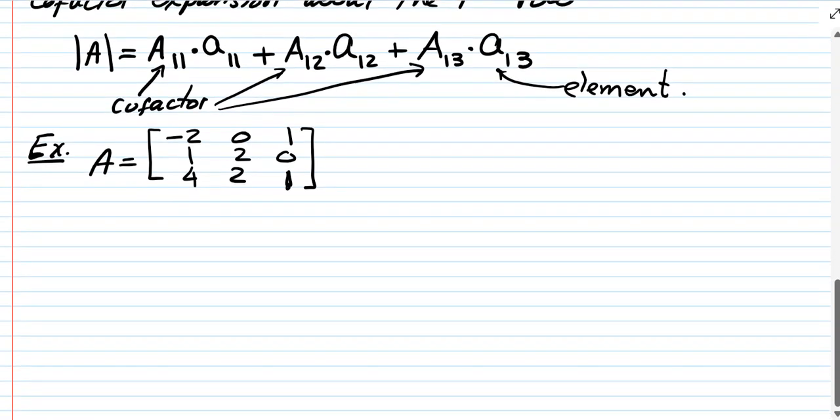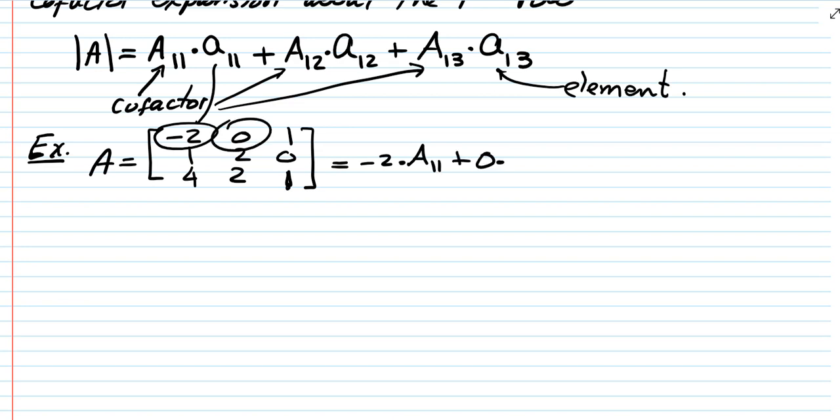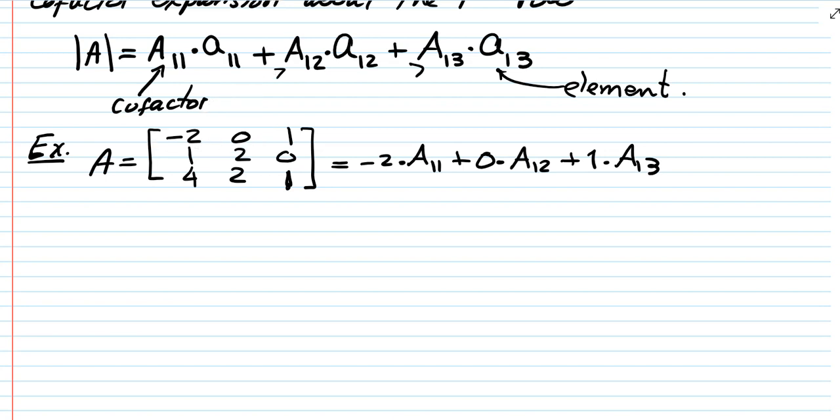So what do I need to do? Well, I need to do -2, that's a11. So it's going to be -2 times A11 plus 0 times A12 plus 1 times A13. Okay, so I have the elements multiplied by the cofactors. Now let's find the cofactor of A11. The cofactor A11 means the cofactor of the element in the first row, first column.